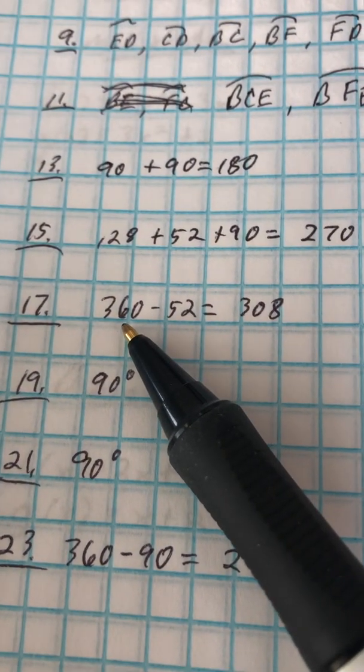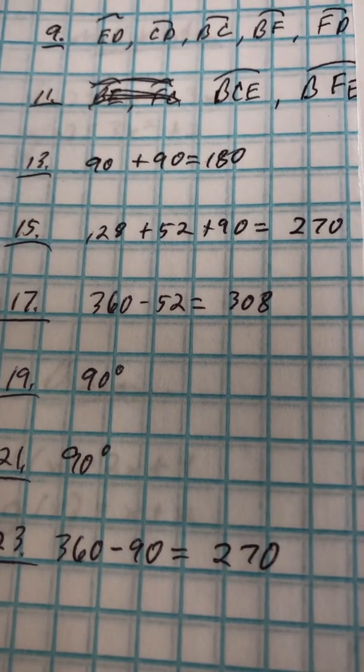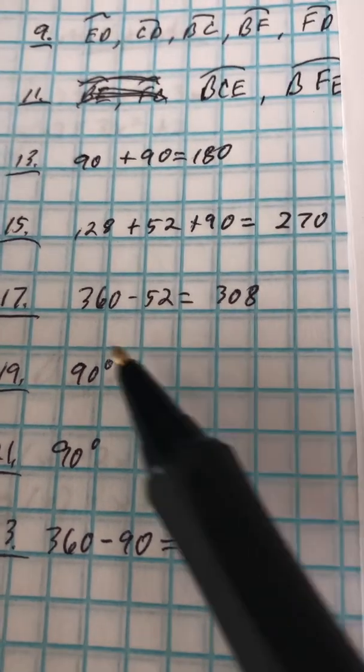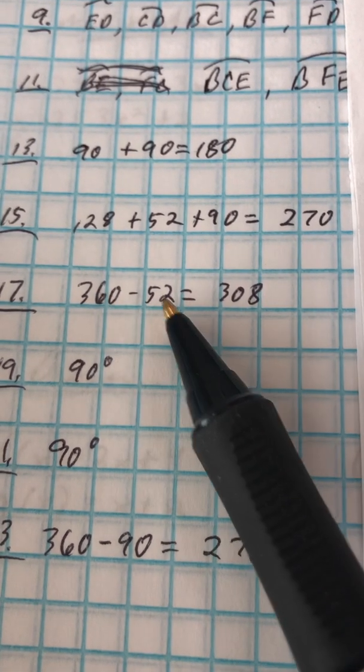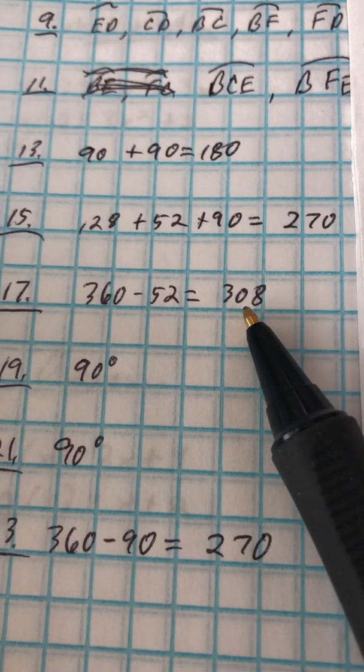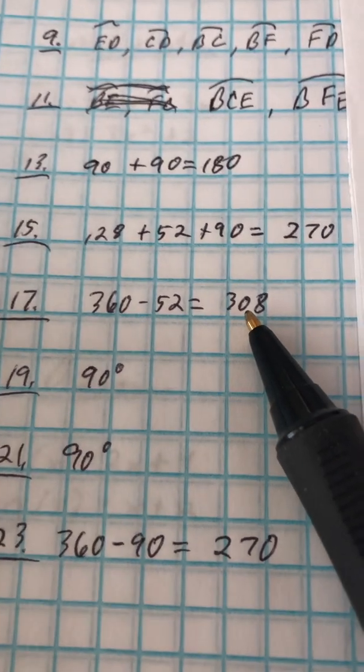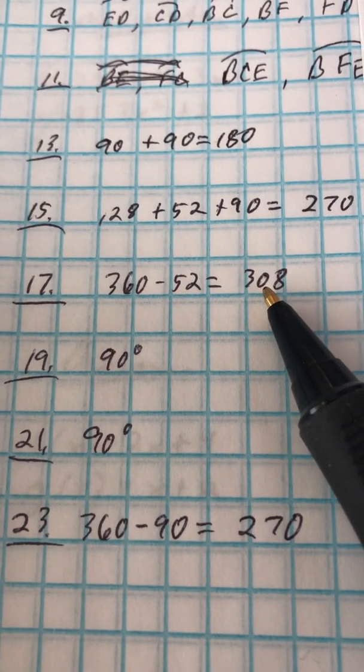Let's take a look at 17. I did it that way. In order for us to find CBD, the only thing that was left was 52, so I took 360 minus 52 and it gave me what CBD would be. All of those measures would equal 308.